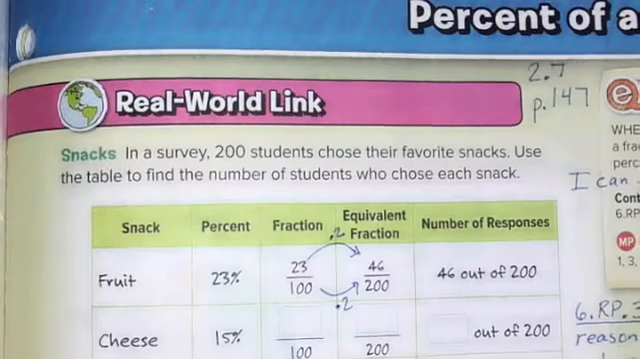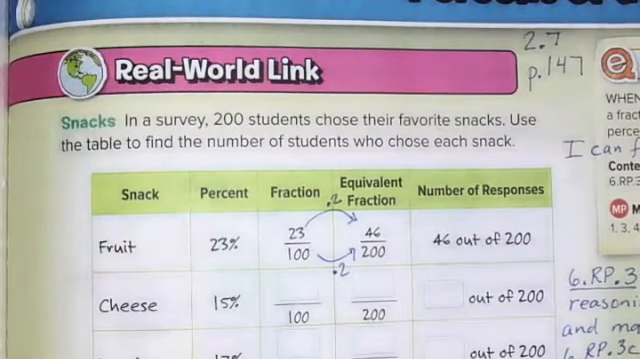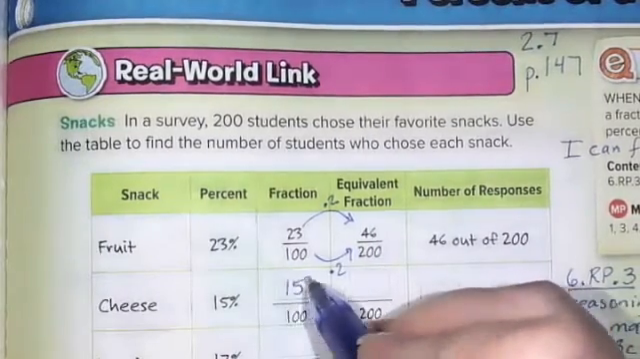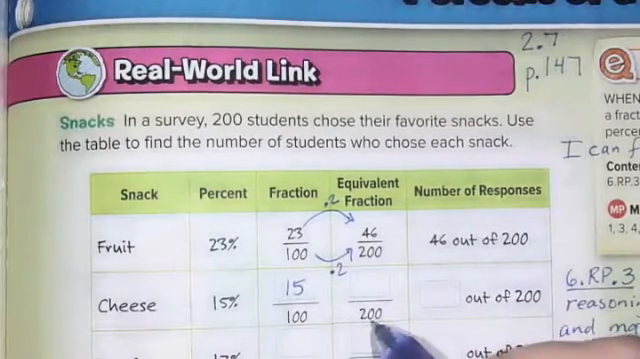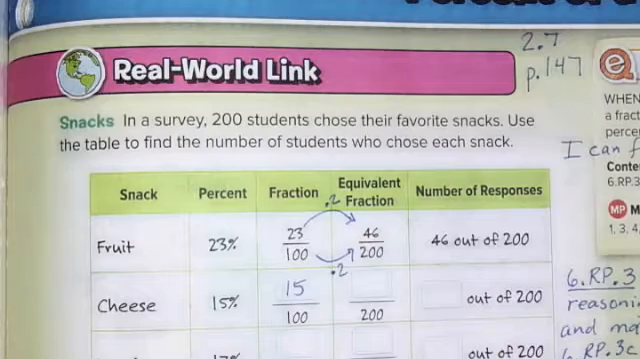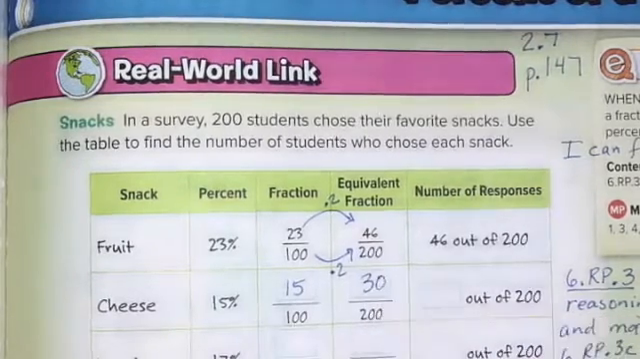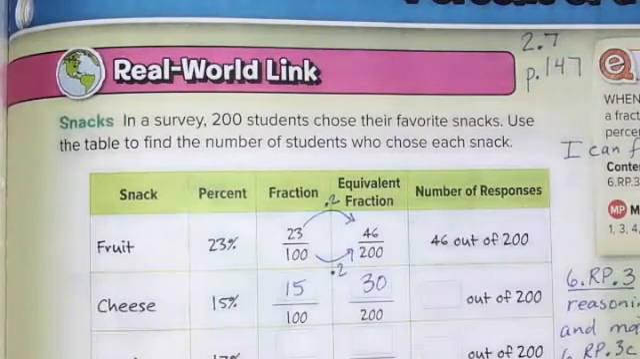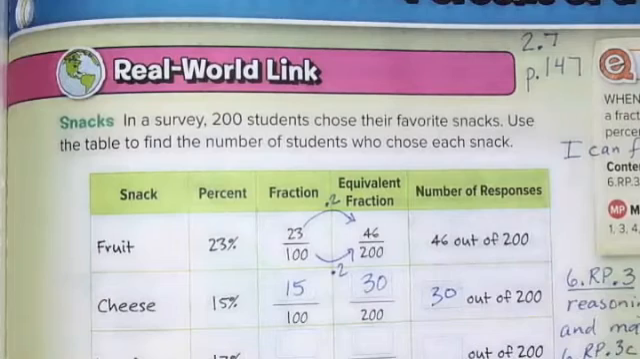Moving on to cheese for the next row. 15% of students chose cheese as their snack. So 15% means 15 per 100. And again, to get from 100 to 200, we doubled it or multiplied by 2. So to get from 15 to our new numerator, we would double that as well. 15 times 2 would give us 30. So 30 out of 200 students chose cheese as their snack, so like a cheese stick or something cheesy.